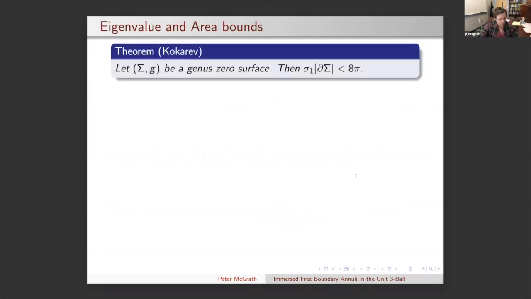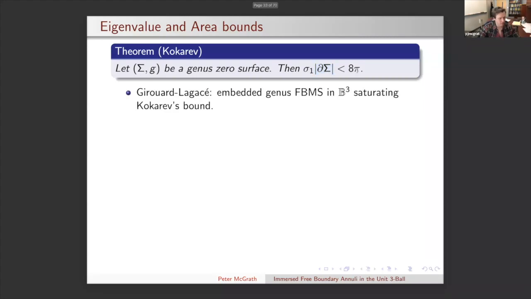So I'd like to discuss a little bit of what's known about Steklov eigenvalue bounds for surfaces, genus zero surfaces almost exclusively, and then area bounds for minimal surfaces, again contrasting what's known for the embedded case and the immersed case. So there's a general bound for a genus zero Riemannian surface, not necessarily a free boundary minimal surface, due to Kokorev, which says that the normalized first eigenvalue, which is gotten by taking the actual first eigenvalue and making a scale invariant quantity by multiplying by the boundary length, is strictly less than 8 pi.